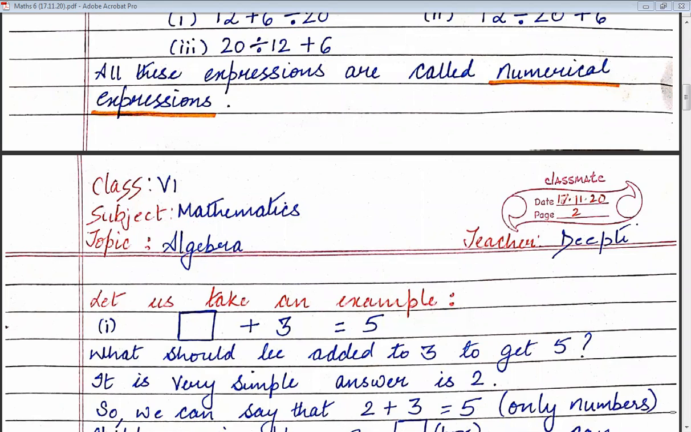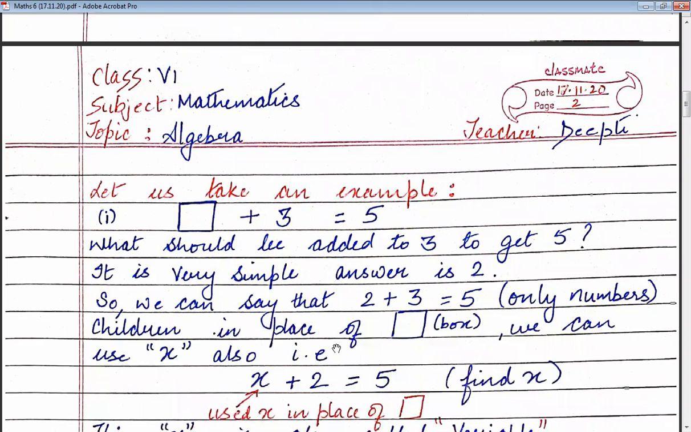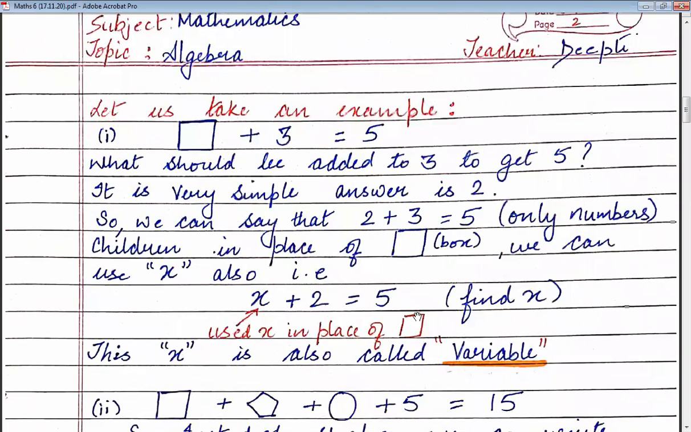Children, here also we have used only numbers. That is 2 plus 3 equal to 5. Now children, here I don't know the value of the box. So instead of this box, I can use x. So I can write x plus 2 is equal to 5. Find the value of x.